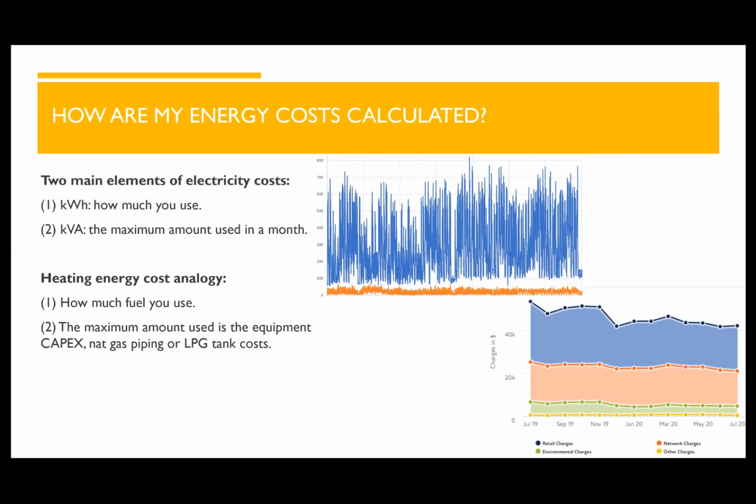The analogy for thermal heating is that your gigajoule bill or cubic meter or litre of LPG bill is based on how much you use. And then the amount that you use is wrapped up into the capital cost of the size of the equipment, or it could be the diameter of the natural gas pipe, or having larger LPG tanks to give you that larger availability of fuel.